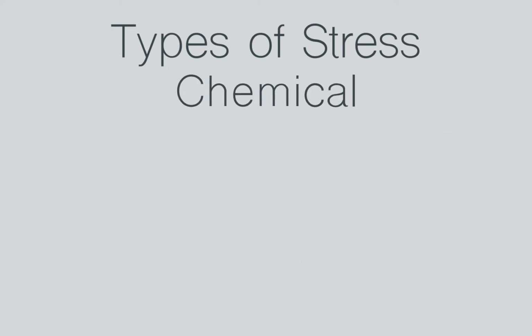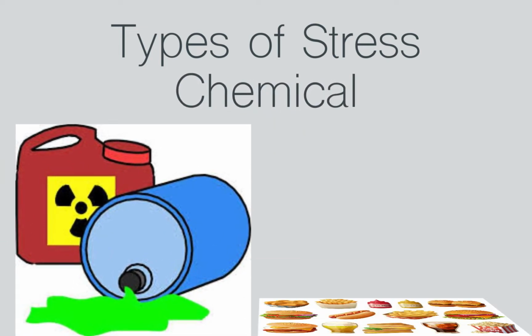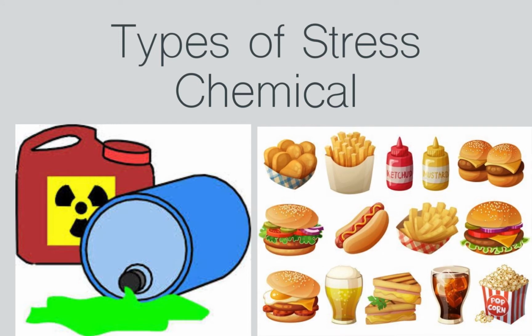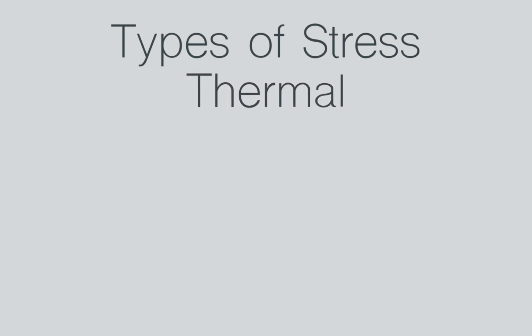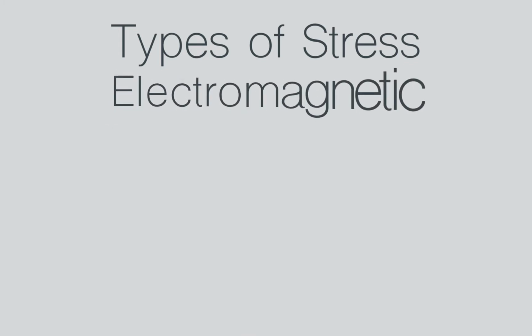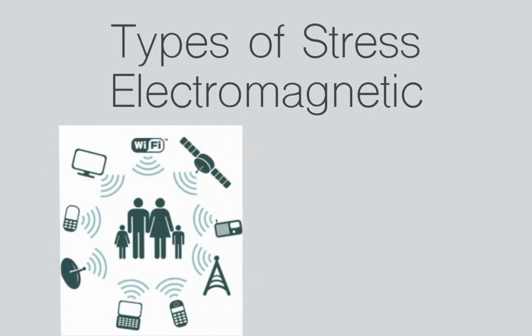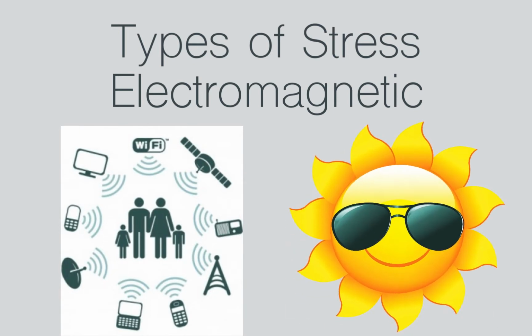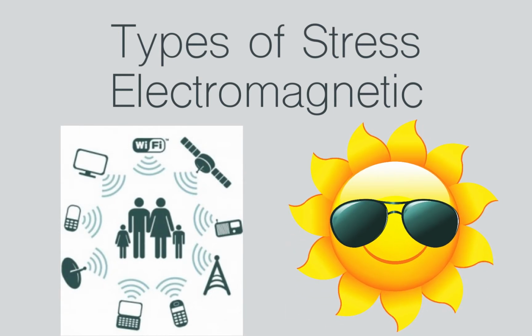There is chemical stress from toxins in the environment and even poor food choices. Certain foods can be very healthy for one individual and cause severe digestive issues for someone else. There's thermal stress from temperatures that are either too hot or too cold. There's electromagnetic stress from the electronic devices all around us. And even the sun gives off electromagnetic radiation that can be either good or bad for us depending on the amount.